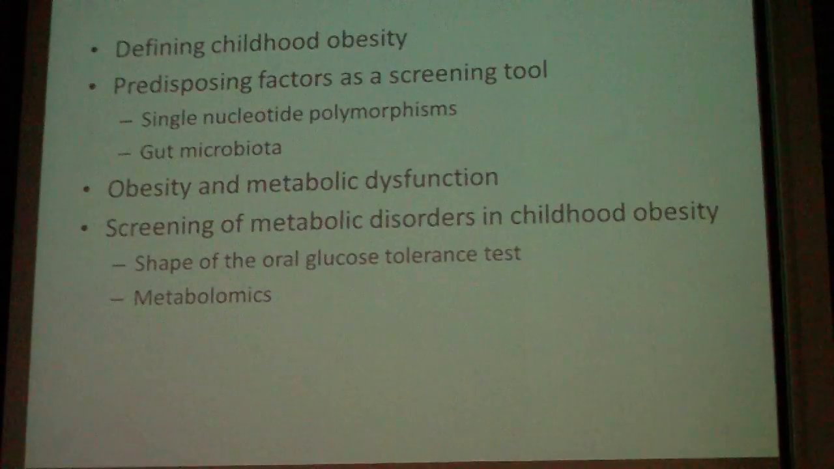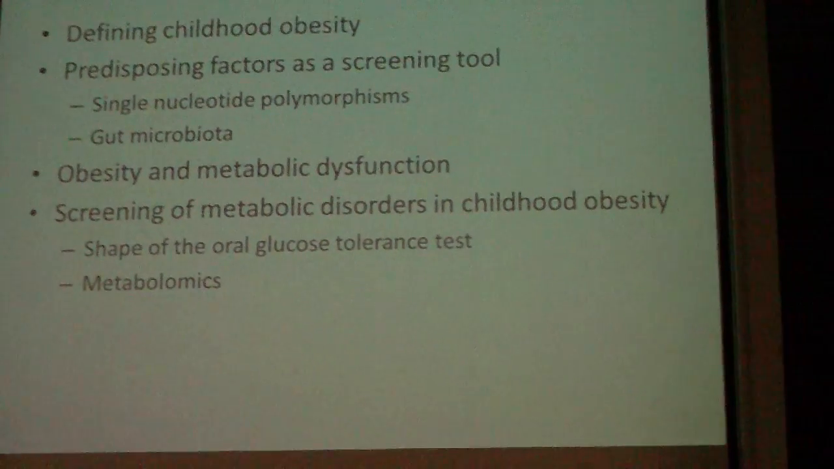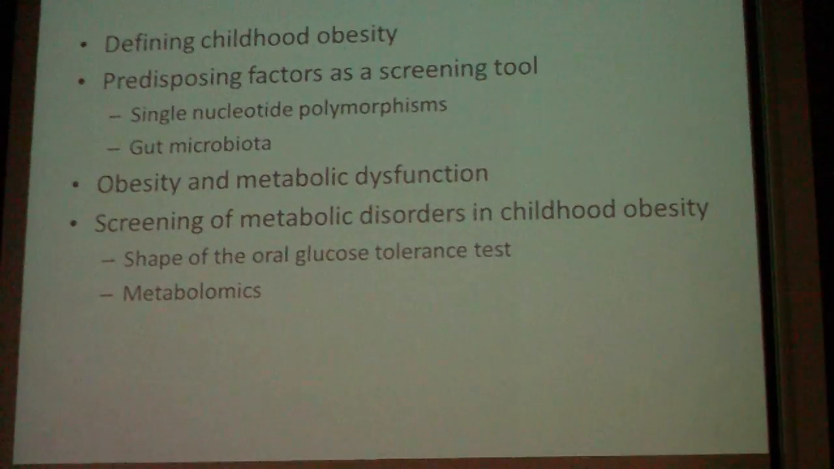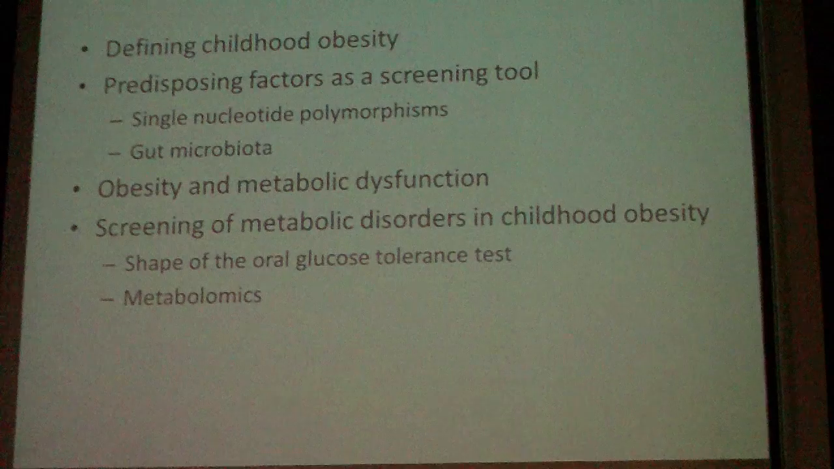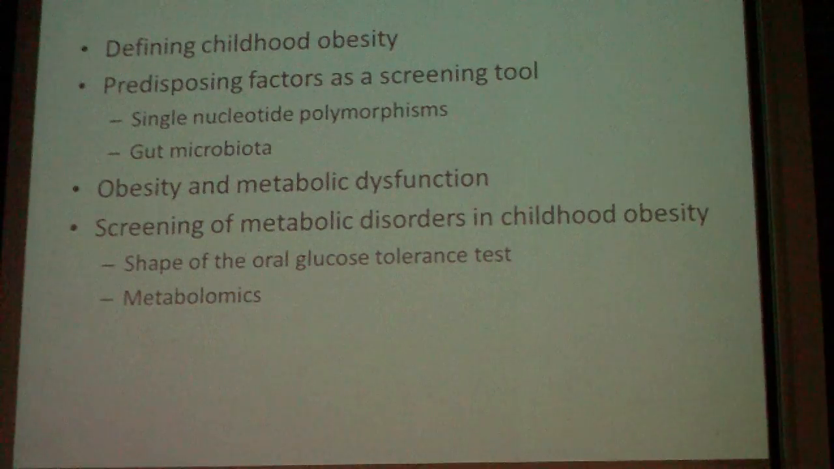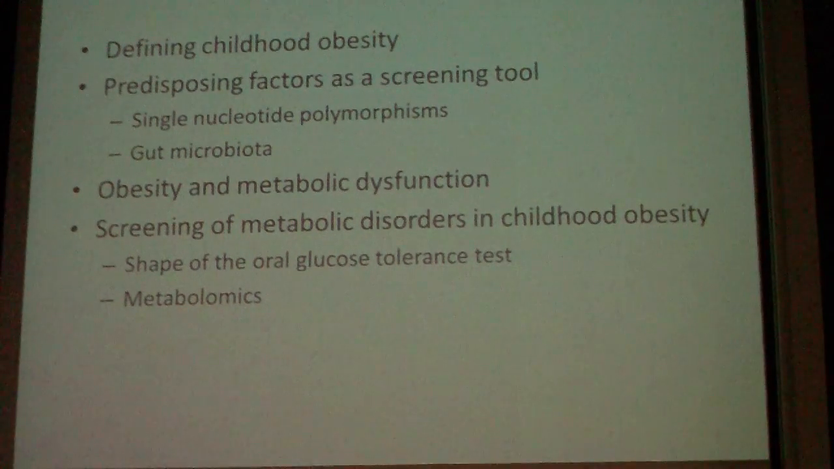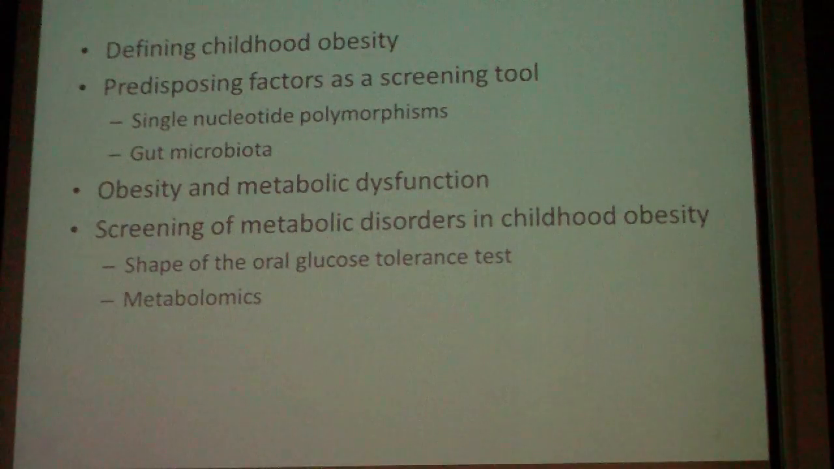So today I will first define childhood obesity: what's an obese child and how are we going to define it. Then I will talk about screening tools which we can use and which are hot topics now in research of childhood obesity. First, the single nucleotide polymorphisms and gut microbiota also.